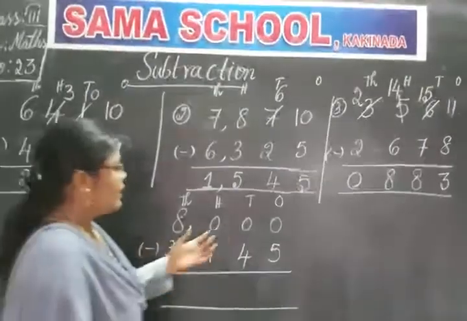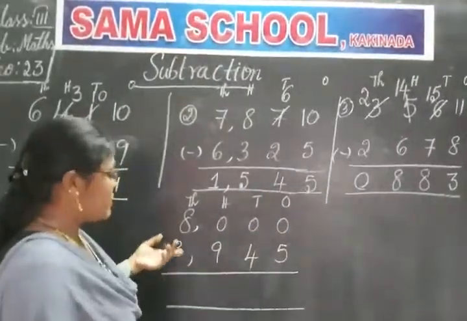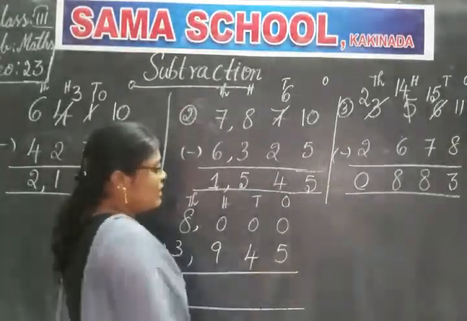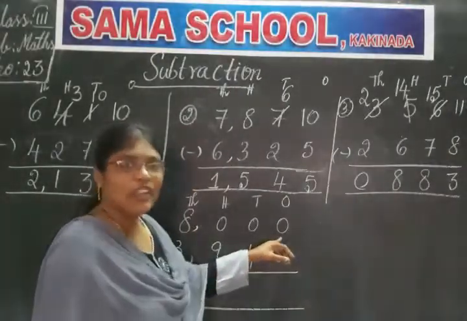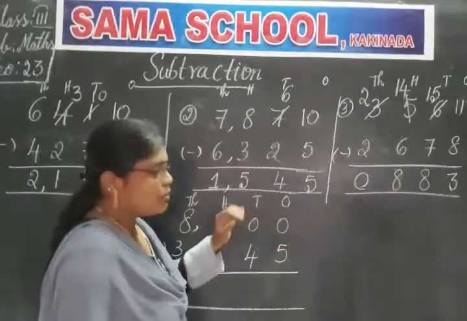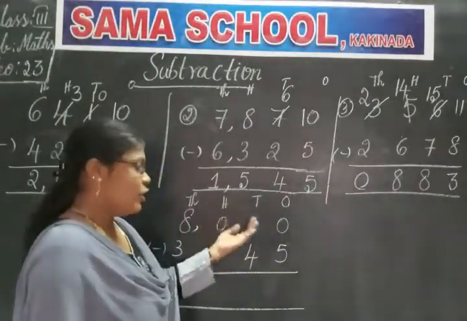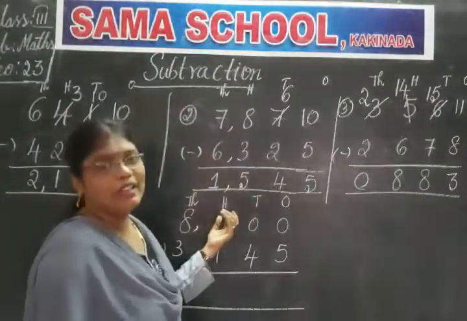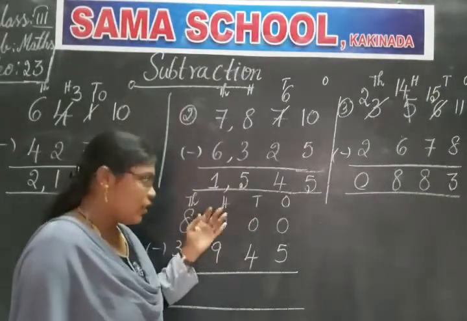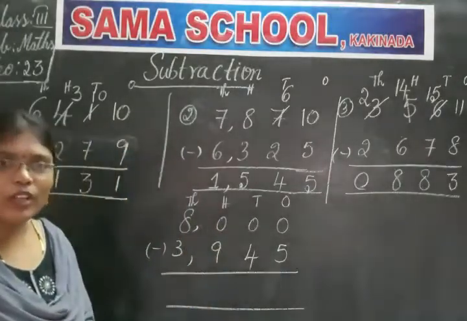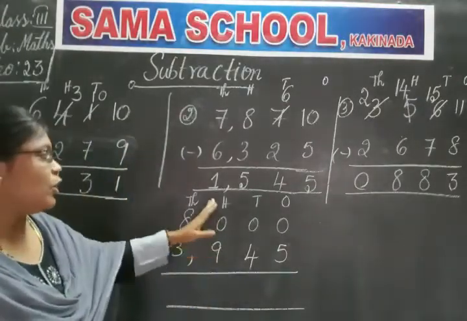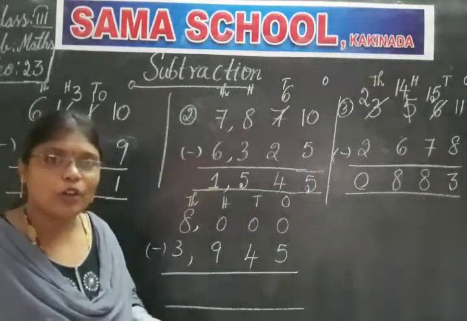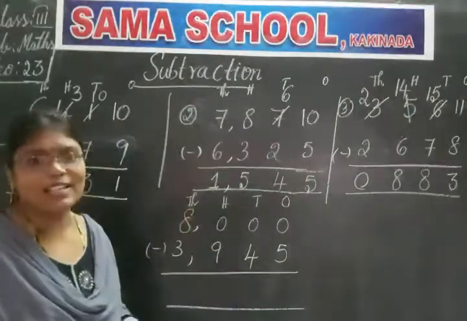See here, now start the subtraction. 8,000 minus 3,945. See here, we have 0 in ones place. So you have to borrow from the next place. Here also we have 0, and again it will go to the left in hundreds place. Here also we have 0. So what do you have to do? You have to borrow from the thousands place. To the hundreds place you should borrow.